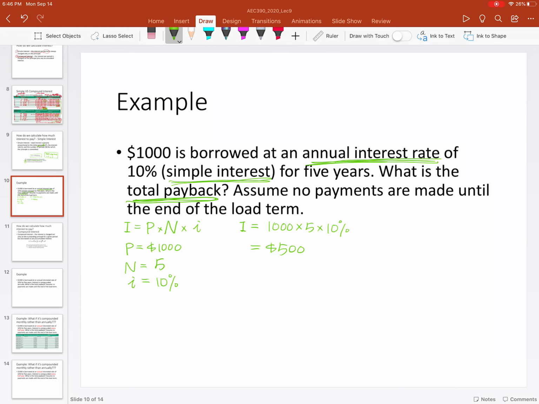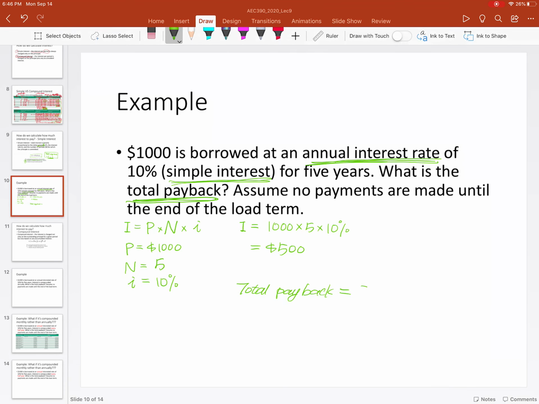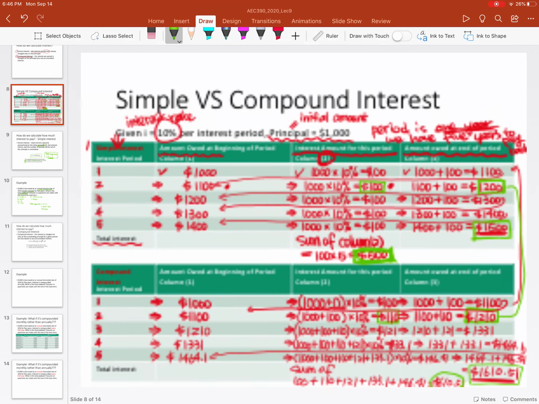Now, what is the total payback? Or the total amount you owe the bank after 5 years, right? So the total payback, we said it's P plus I, and P is 1,000. I is, we just calculated, 500. So the total payback is 1,500.